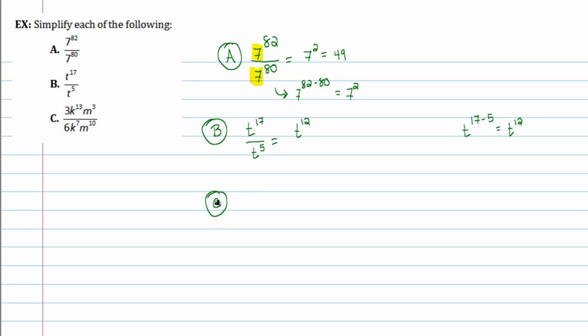And here's the real reason why I do that. Example C, you have 3k to the 13th, m to the 3rd, divided by 6k to the 7th m to the 10th. You take care of things one at a time here. The 3 can go in that 6 very nicely. 3 goes in the 6 twice. So in other words, you can divide top and bottom by 3. And you're left with 2 downstairs and a 1 upstairs.